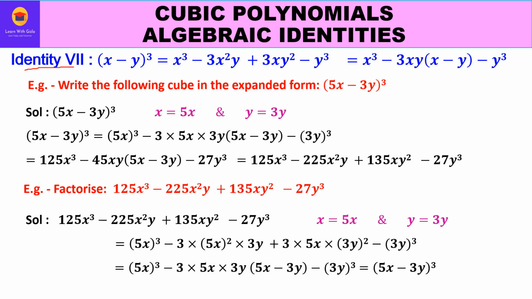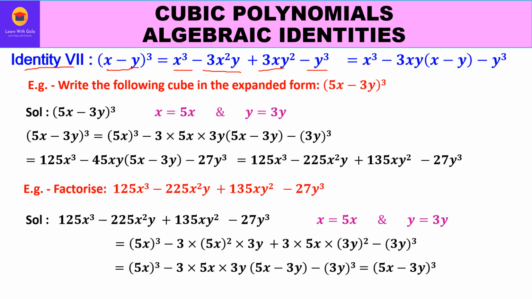In identity 6 we had x plus y whole cube. Here we have x minus y whole cube, whose product is x cube minus 3x square y plus 3xy square minus y cube. One is plus, one is minus, one is plus, one is minus. Right, this is the product, these are the factors. That means x minus y whole cube means you are multiplying x minus y 3 times. That's why it is raised to power 3.